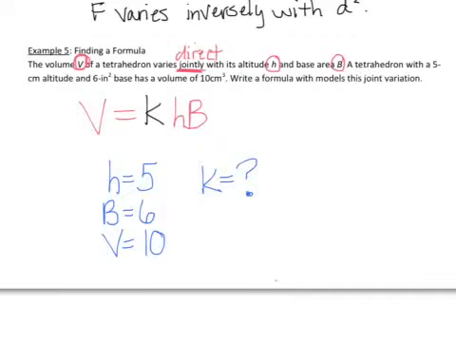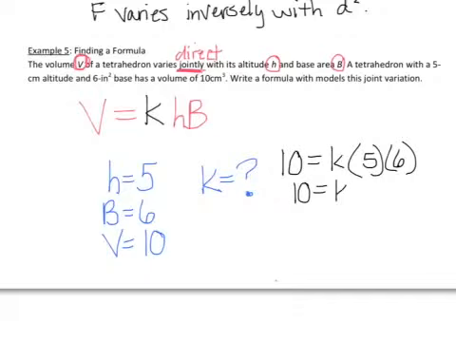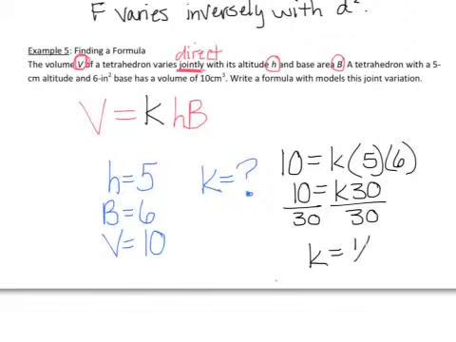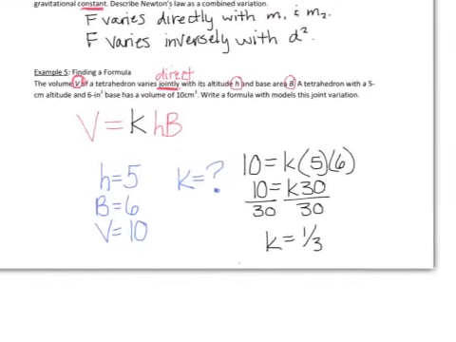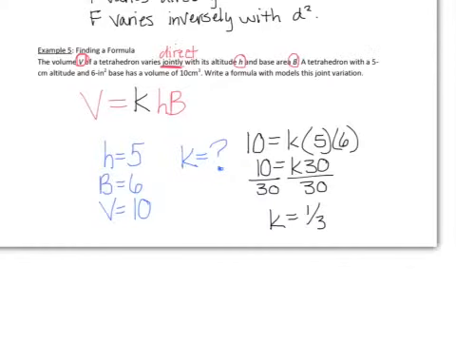So we'll have that 10 equals K times 5 times 6. So that's 10 equals K times 30. Trying to get K by itself, so I will divide both sides by 30. So what does K equal when you reduce it? 0.3, so that's 1/3. All right, your final answer, all you have to do is write your formula with the K in there. So V equals 1/3 HB.